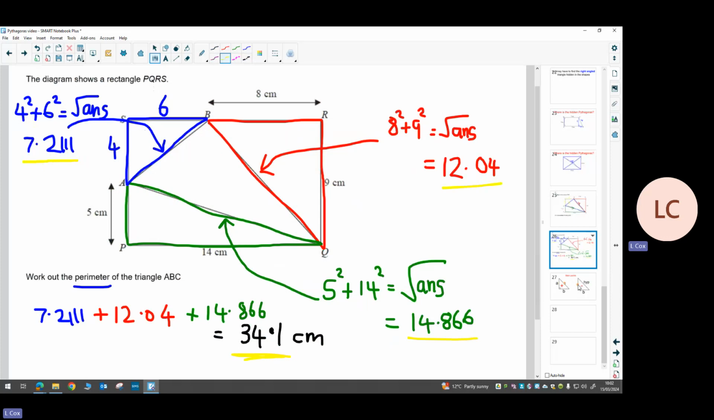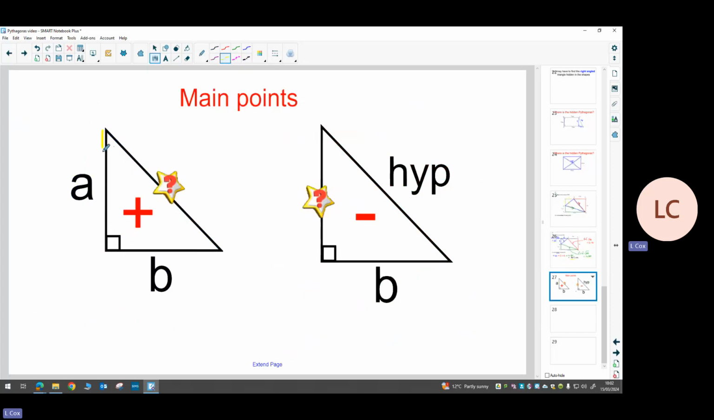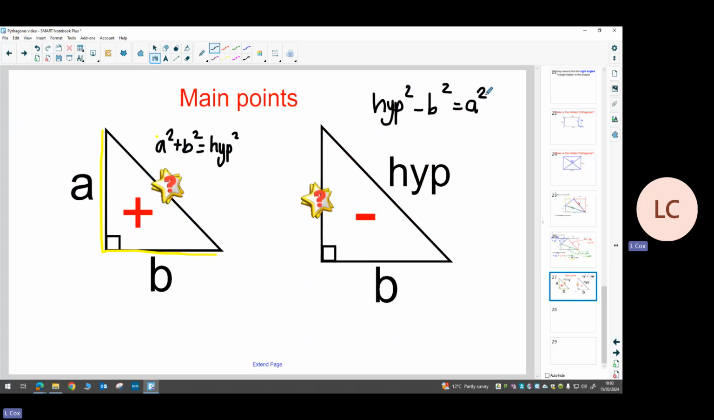So what are the main points of Pythagoras? If you know A and B, you have to use A squared plus B squared, and that equals the hypotenuse squared. If you know the diagonal, if you know the hypotenuse, you have to do hypotenuse squared, take away the B squared, and that gives you the A squared. Hopefully you now understand a bit more about how to do Pythagoras' theorem to find different missing lengths.